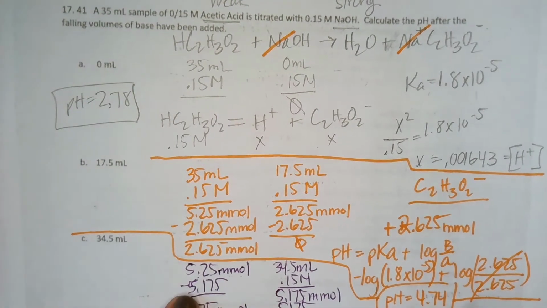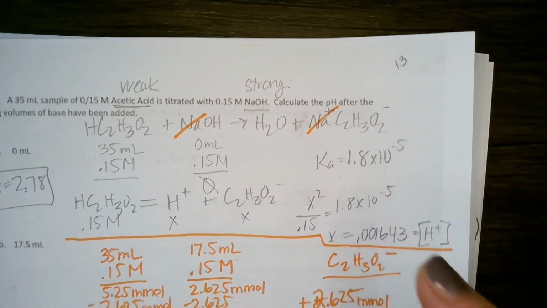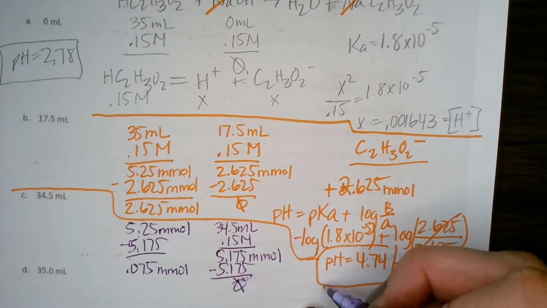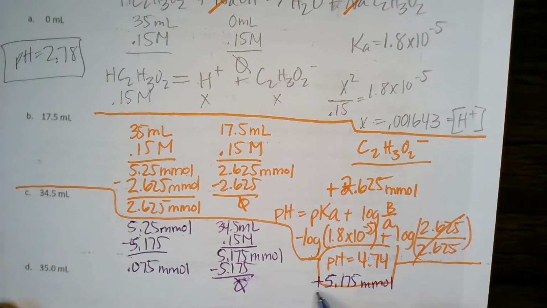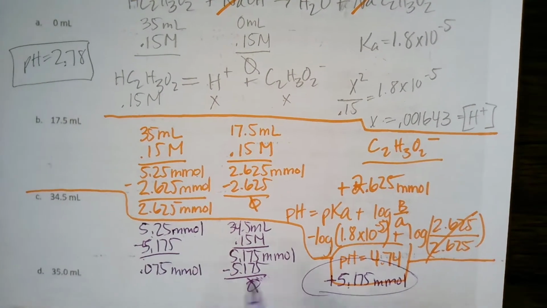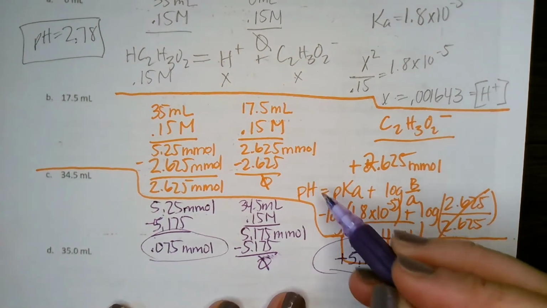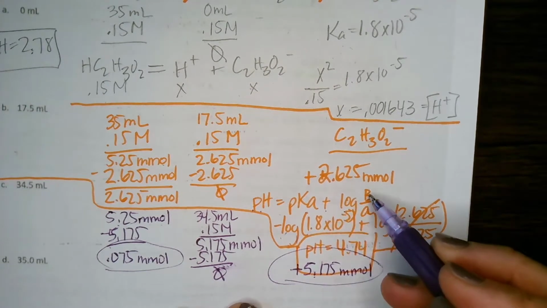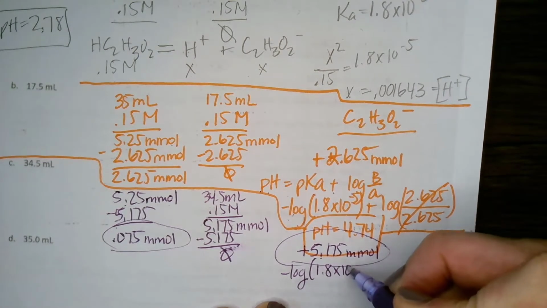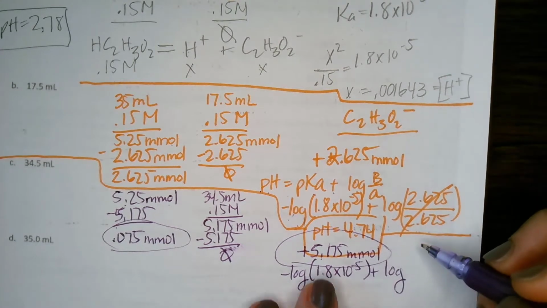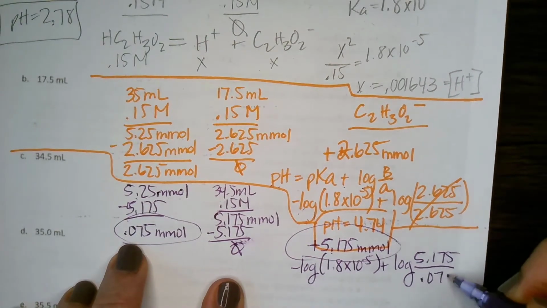Now, remember, when I'm losing reactants, I am gaining product. And my product in this case, I have a conjugate base, right? So for my acetate over here, I'm going to add 5.175 millimoles. And now that I've got a base concentration and I have acid concentration, I can use my Henderson-Hasselbalch again, where the pH is equal to pKa plus the log of my base over acid. So let's plug in the negative log of 1.8 times 10 to the negative 5 plus the log of our conjugate base, 5.175 over the acid, which is 0.075.